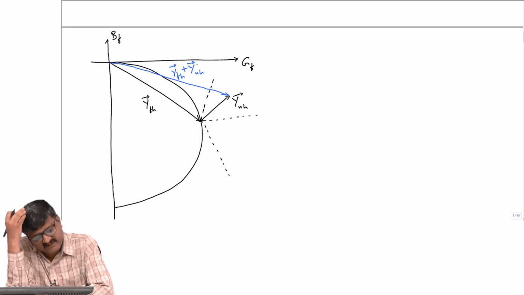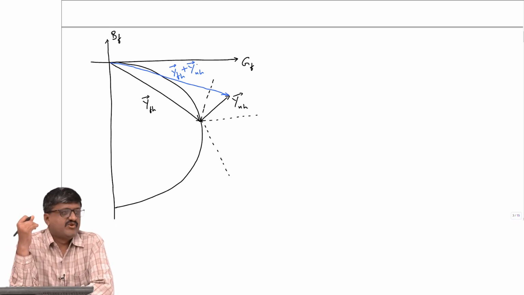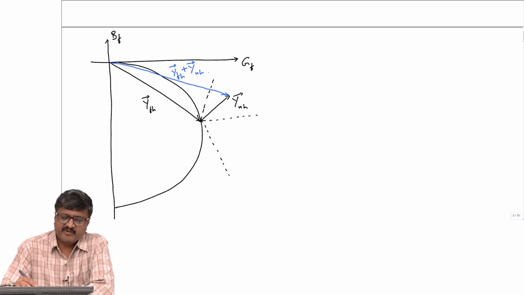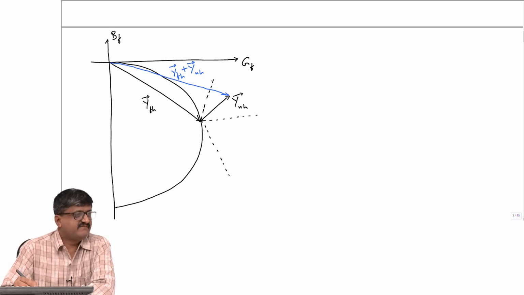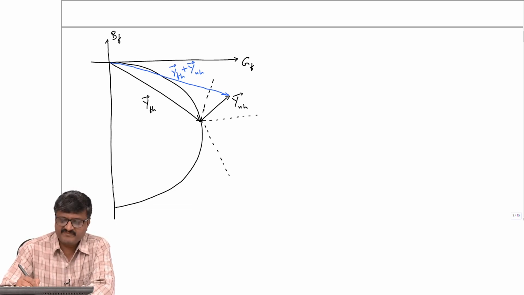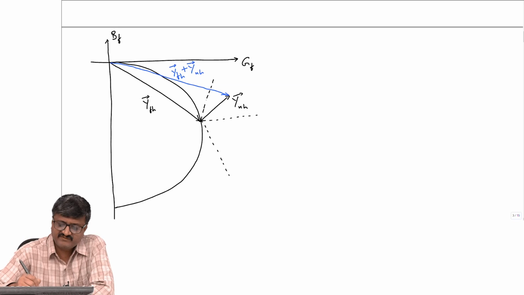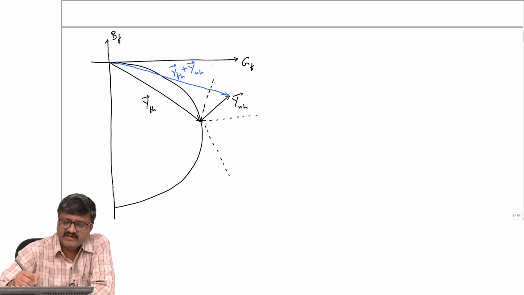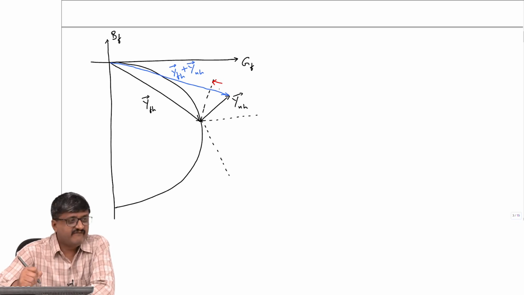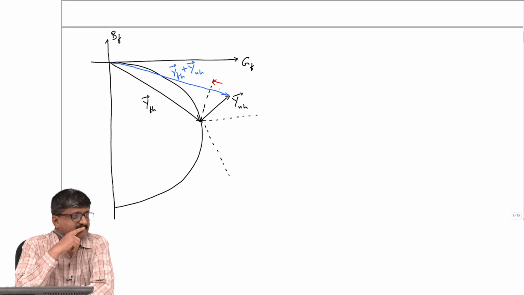So, is it clear that y n h should be on the boundary? See, the boundary is this dashed line, and it should be on the boundary which makes an angle phi m with respect to the conductance axis, not the minus phi m. See, what I am trying to say is, is it clear that it should lie on this boundary? Okay. But at which point on this boundary?